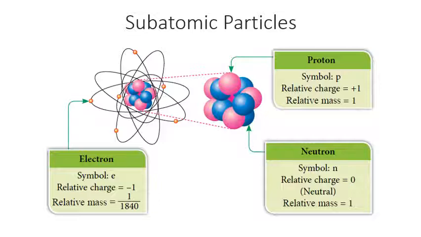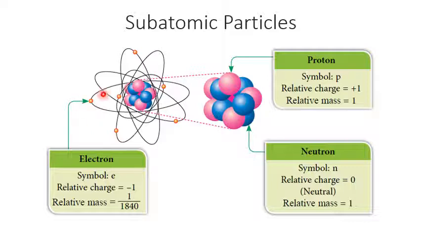Okay, this is the subatomic particles diagram. In the middle here, the pink and the blue ones are the middle part. The pink one is a proton. The symbol is P, the relative charge is positive 1 and the relative mass is 1. The blue particle here is the neutron. The symbol is N, the relative charge is 0, neutral, and the relative mass equals 1.